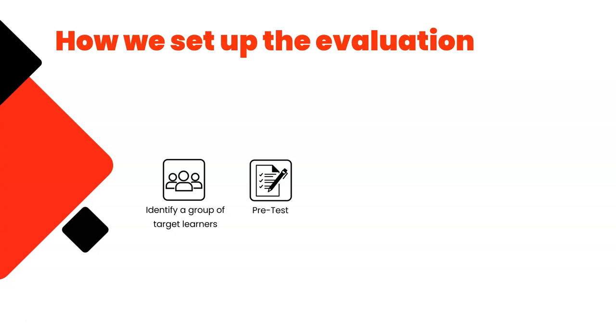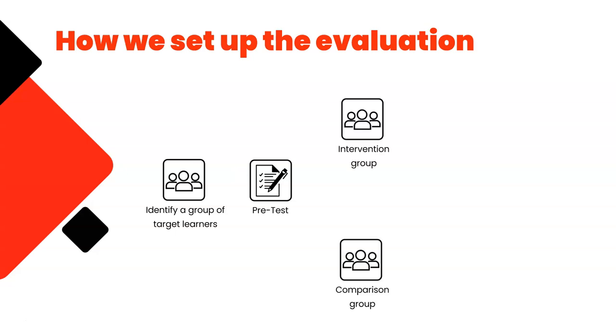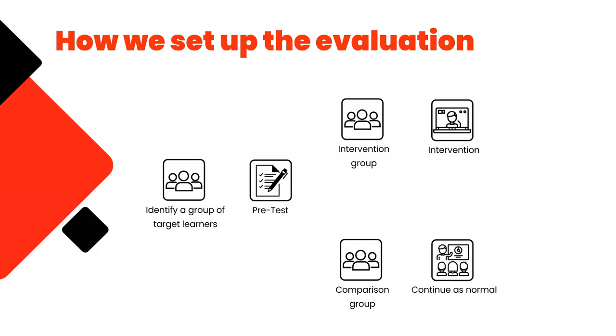All learners will complete the pre-test assessment. The What We're Teachers platform will then randomly allocate them to the intervention and control group once you've entered the pre-test data. The intervention group will receive the intervention for the next 4 to 5 weeks, and the comparison group will continue as normal.